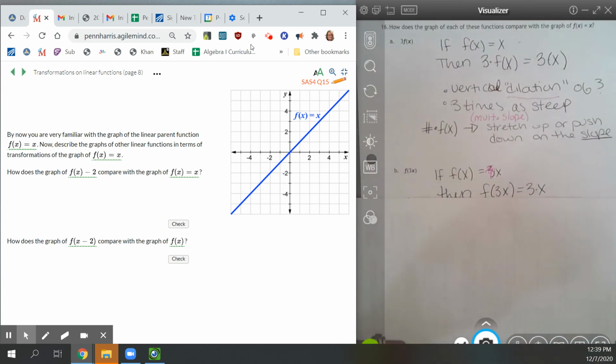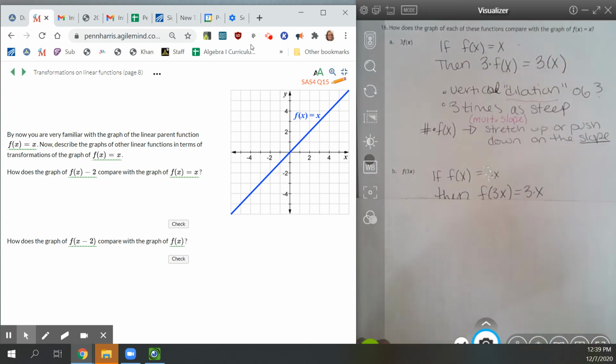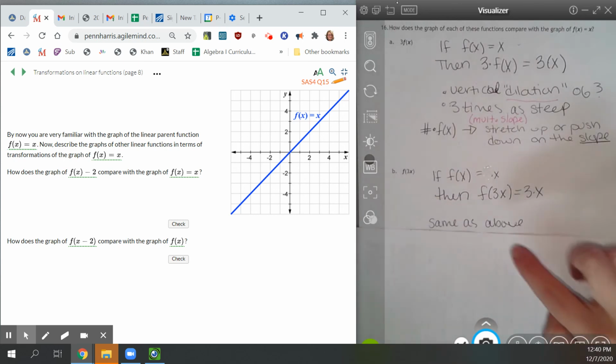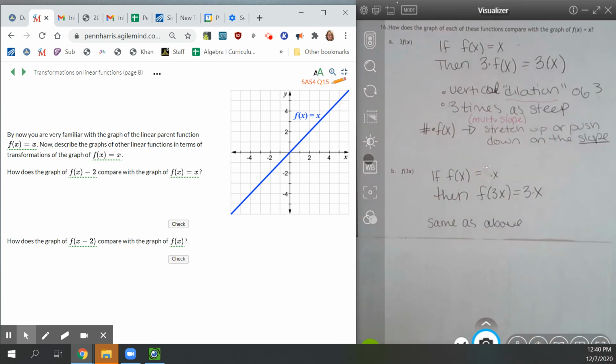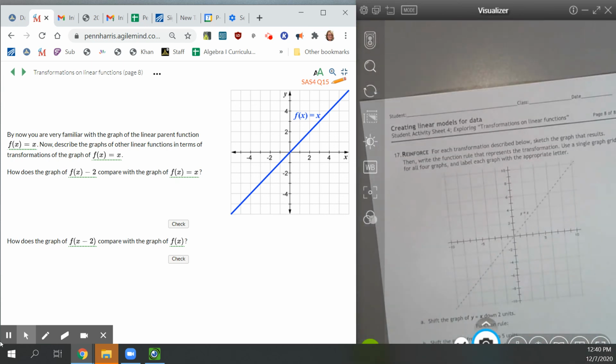And then lastly, for right now, if f of x equals x, then f of 3x equals 3 times the x. And this is the same thing as above for now. And with that, guys, you have reinforced problems to do with your teachers.